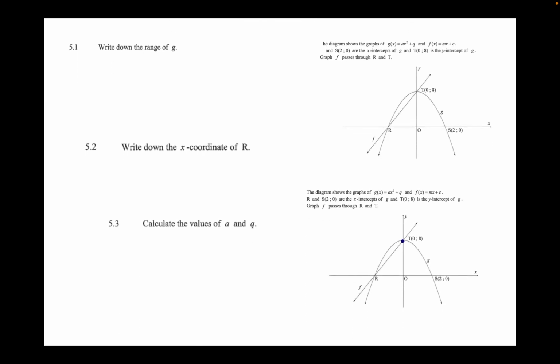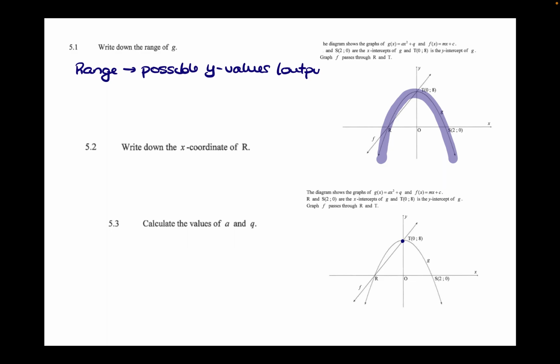Write down the range of G. Well, if you've read the problem carefully, as you always should, G is the parabola here, and the range we can get just by looking at that graph. And remember that the range is the possible y values, or the output of the function. X values are the input and y values are the output. So our y values are anything 8 or below.